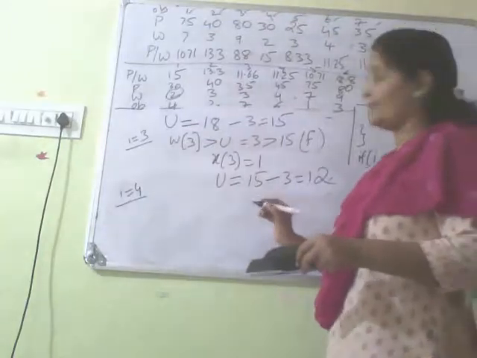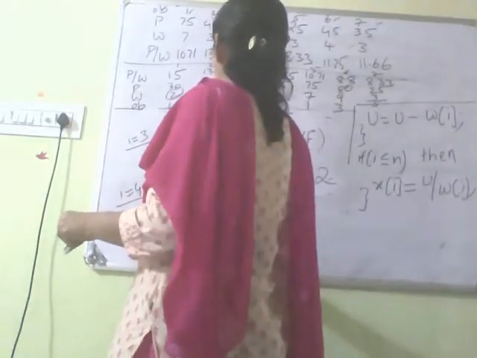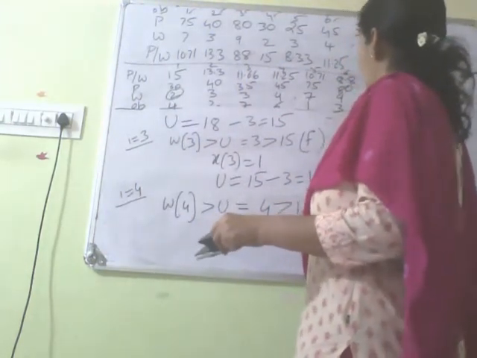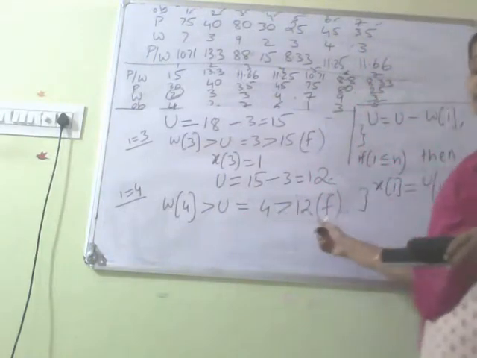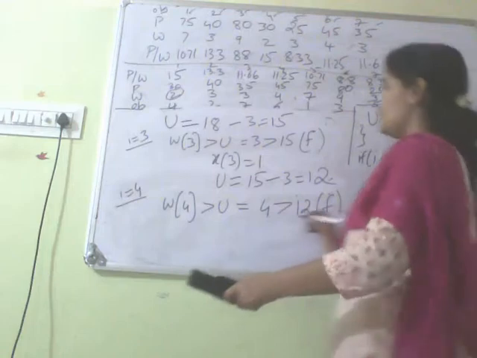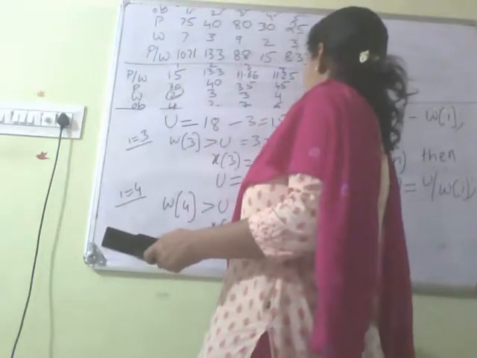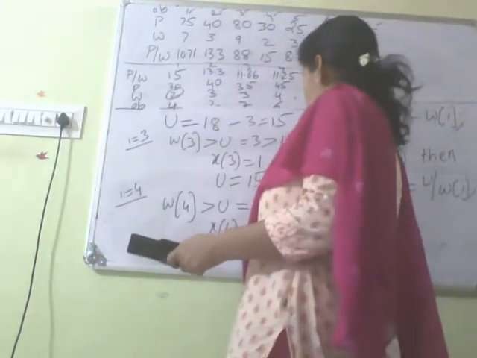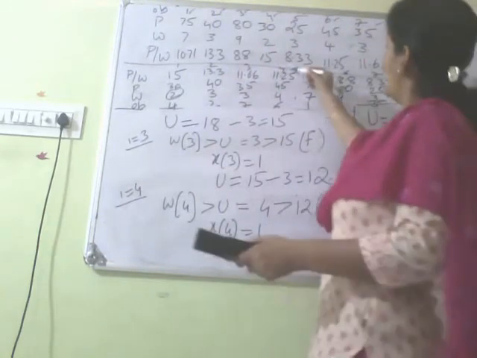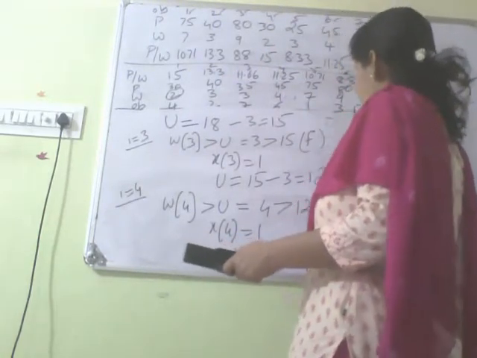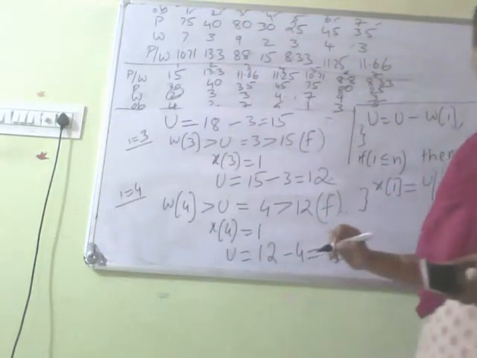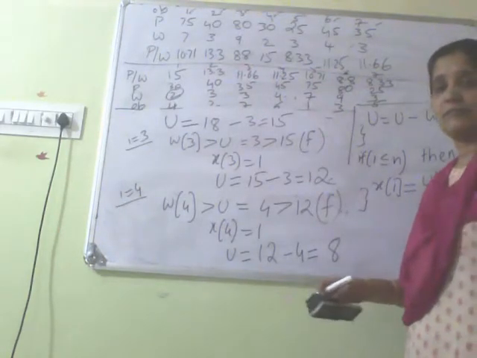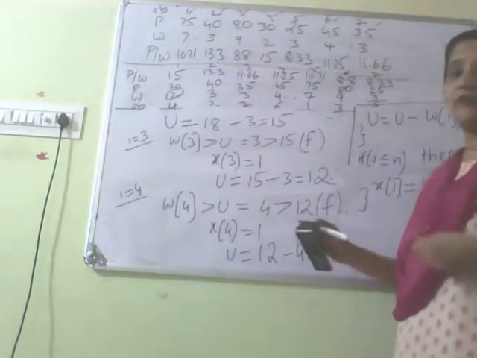Now i equal to 4. So W of 4 greater than U. What is our W of 4? It is 4. What is our U? 12. So 4 greater than 12 is false. Now x of 4 equal to 1. You are selecting the complete item. Now what is U? Before it was 12. Now you have selected the fourth item, so 12 minus 4, 8. Now U is 8. So that is for the fourth iteration.